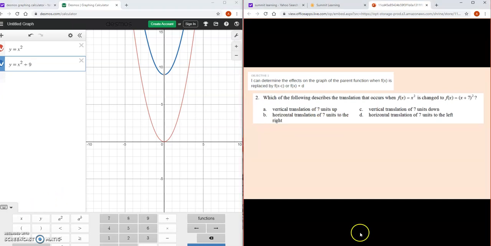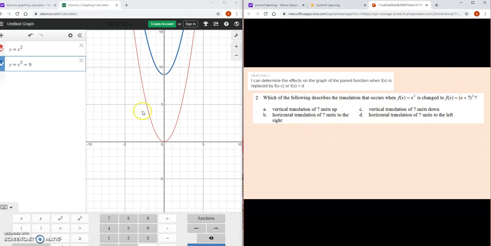Okay, so for the second example, I just want to go quickly on this one because we still have some examples to go over. Once again, if your parent function is f of x, when the addition or subtraction of anything happens inside, then the translation or the slide is sideways. So it's a horizontal slide, and this is plus 7. So it's a horizontal slide 7 units to the left. So horizontal translation 7 units to the left. Where is that? That's letter D.